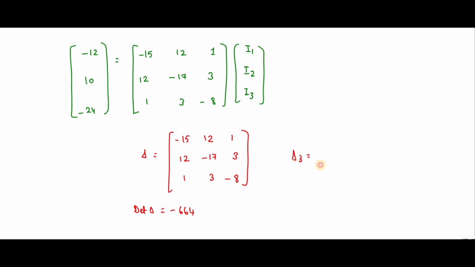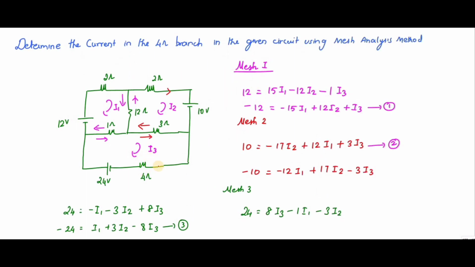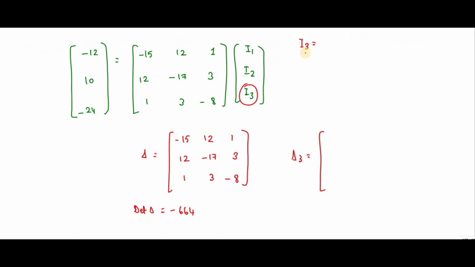Now I want to find the value of del 3. Why should I find the value of del 3? Because I need to find the value of I3. The current flowing through this 4 ohm resistor is nothing but I3. So the I3 value is del 3 divided by del. In order to find del 3, you have to substitute in the I3 column.